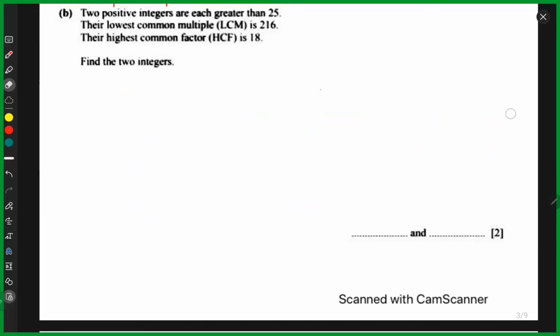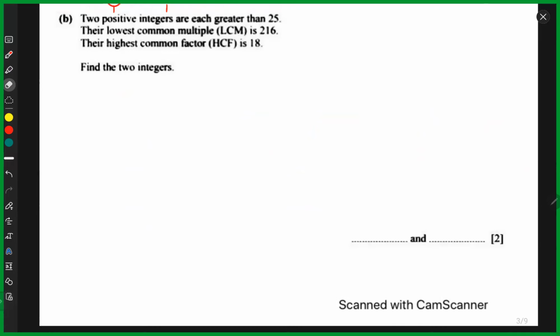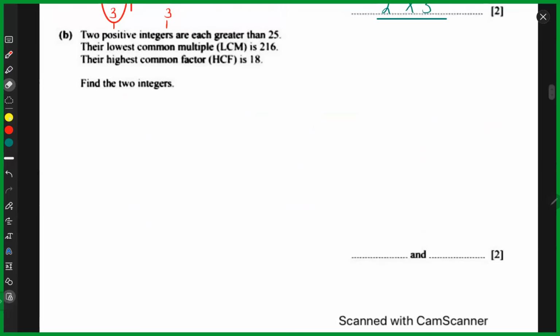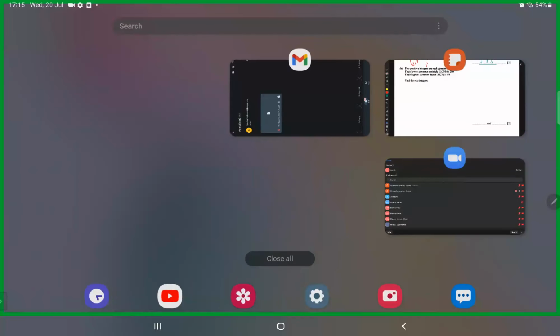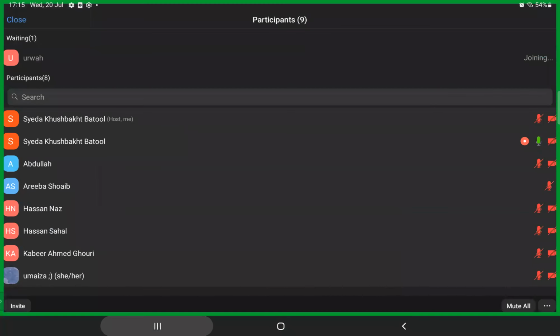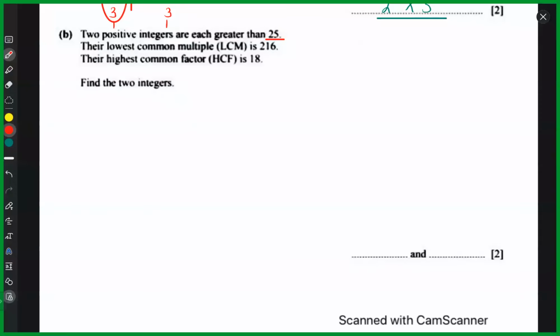Now the question was: two positive integers are each greater than 25. Their lowest common multiple is 216. Their highest common factor is 18. Find the two integers. This is what you need to understand.